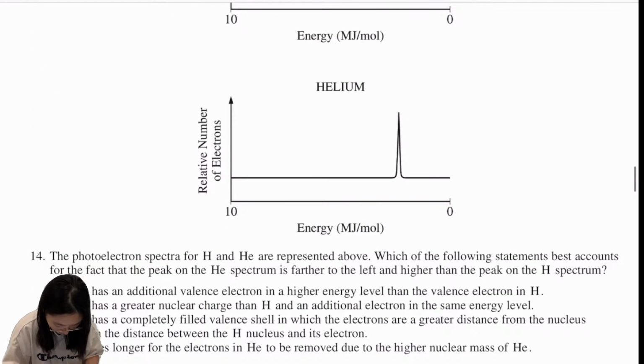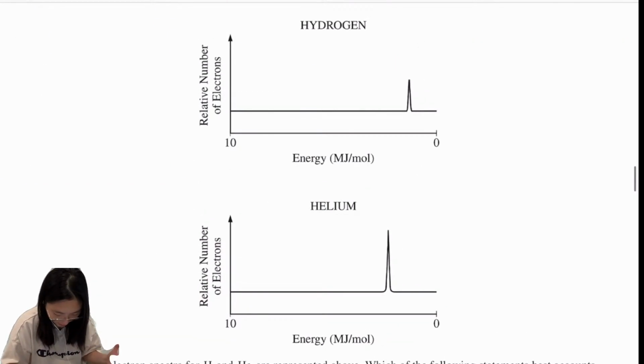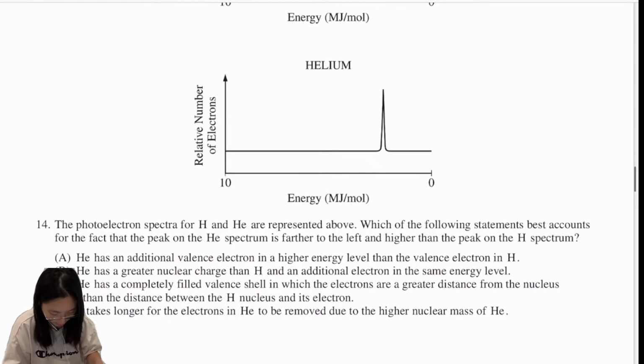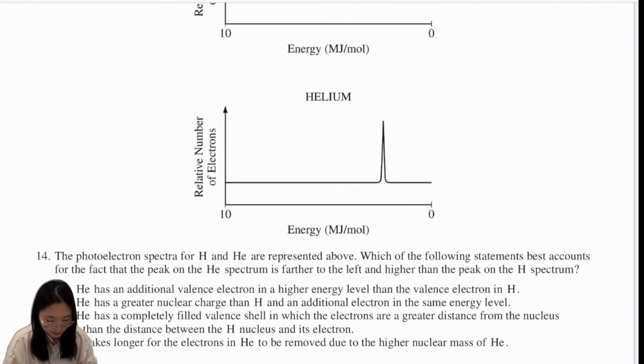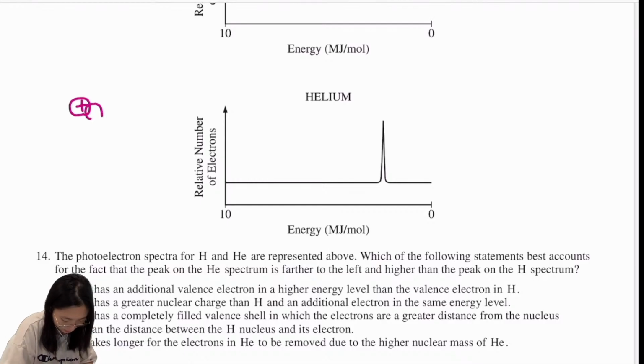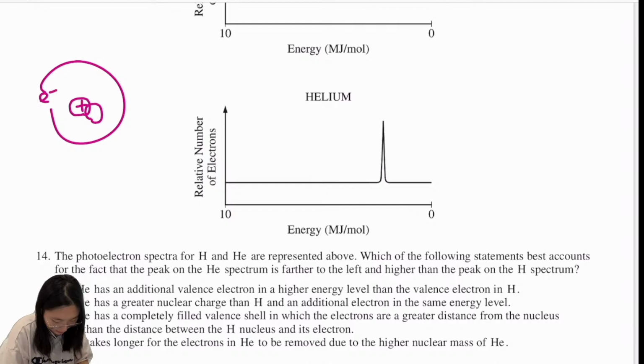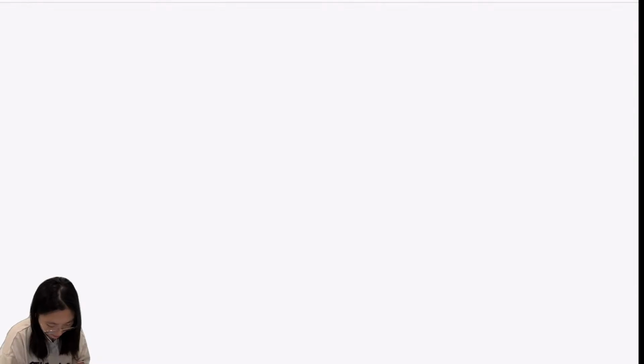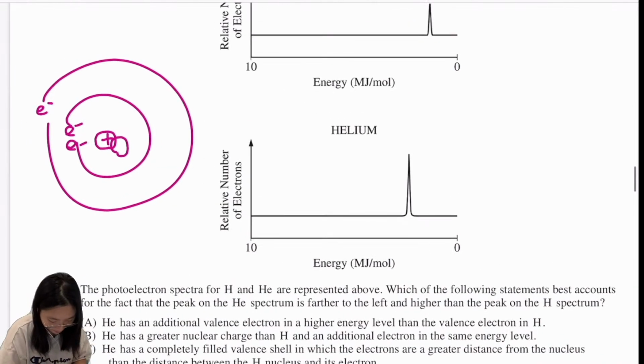Okay, next. So binding energy again. So it must be about the electron configuration or atomic structure. Question number 14, the photoelectron spectra for hydrogen and helium. Okay, so what is photoelectron spectra? An atom consists of the nucleus, which has the proton and neutron, surrounded by electrons. Let's say this is the first shell, you have 2 electrons. On the second shell, let's say you have 1 electron. So for example, this is lithium.